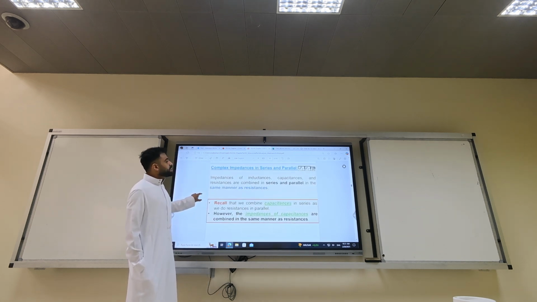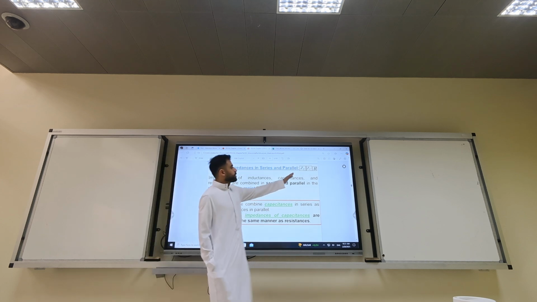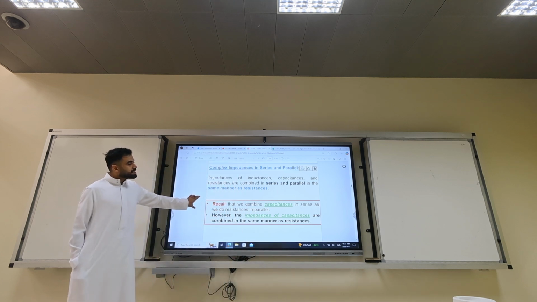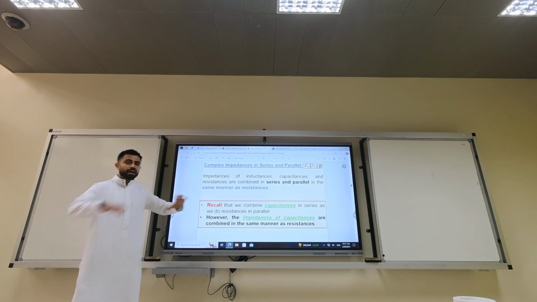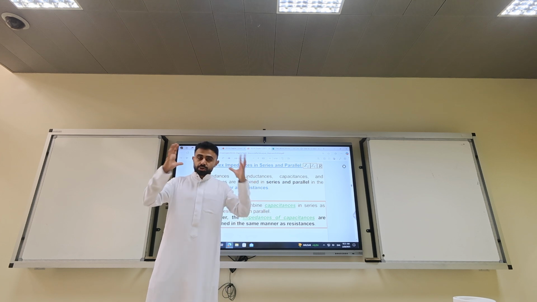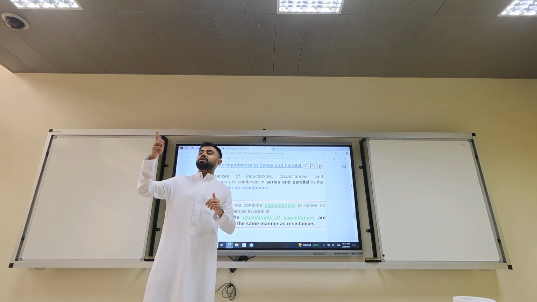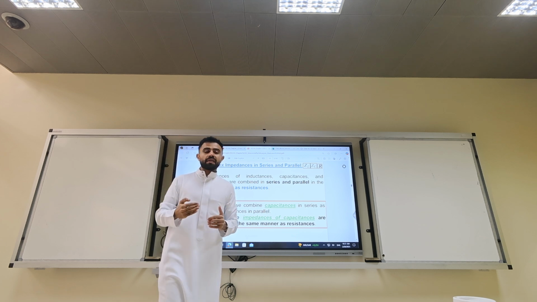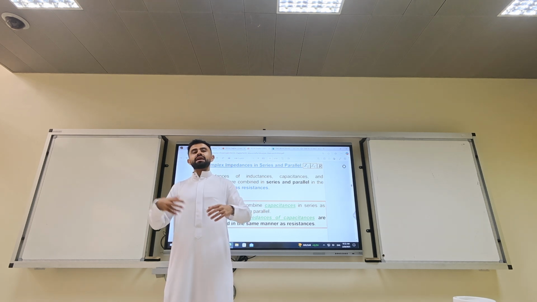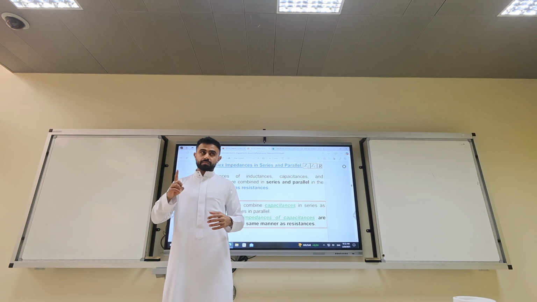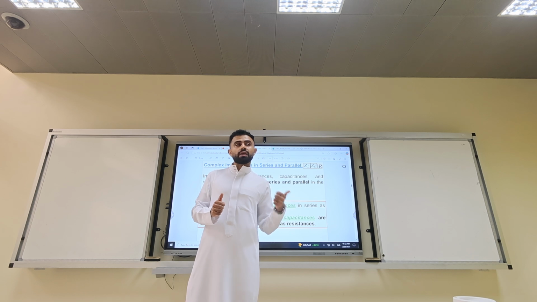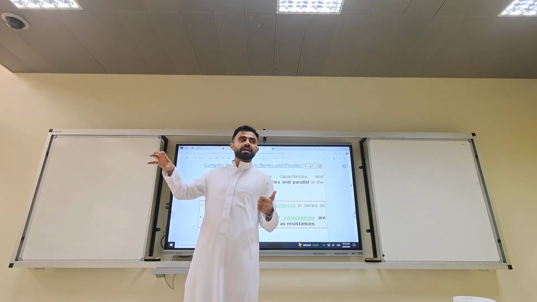So, complex impedances for series and parallel. If you have Z sub L, Z sub C, and R, the impedances of the inductances, capacitances, and resistances are combined together. When you combine all of the Z's, you treat them as resistors, even if they are capacitors. Do you remember when I told you if you have two capacitors in series, you add them as if they were parallel? However, this is not the case once you calculate the impedance.